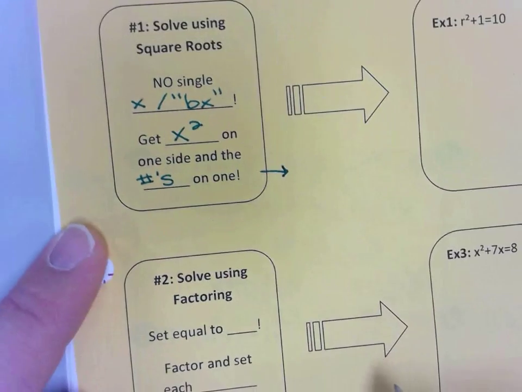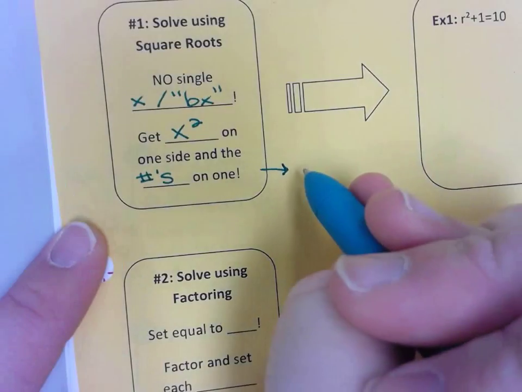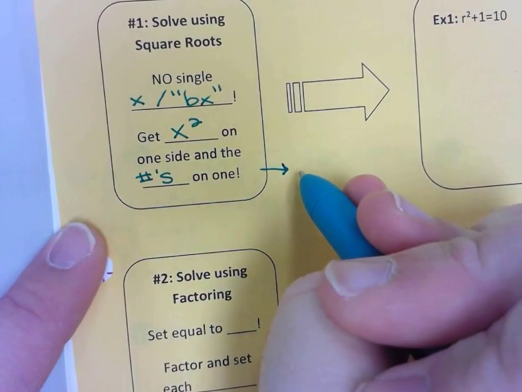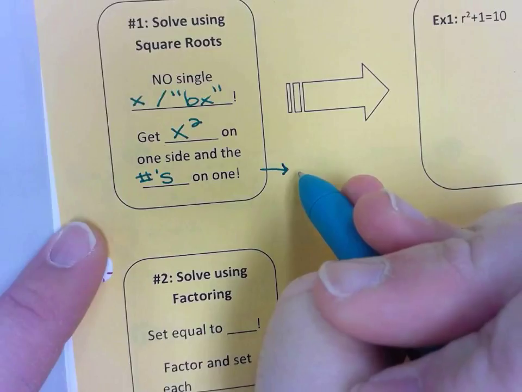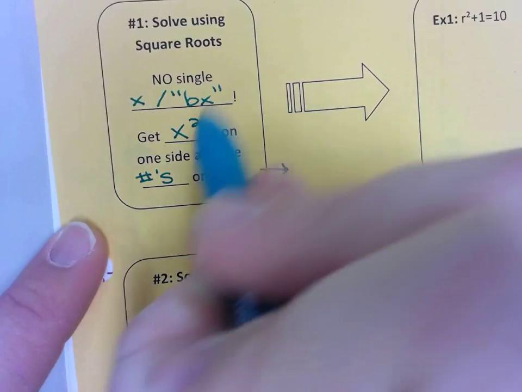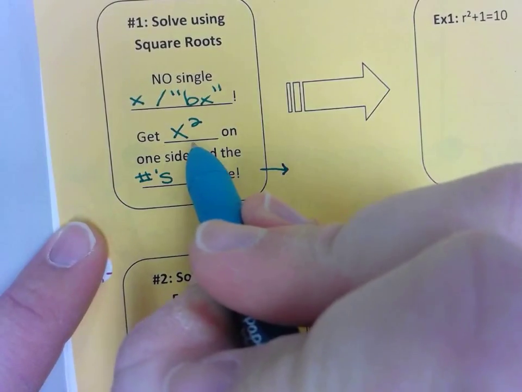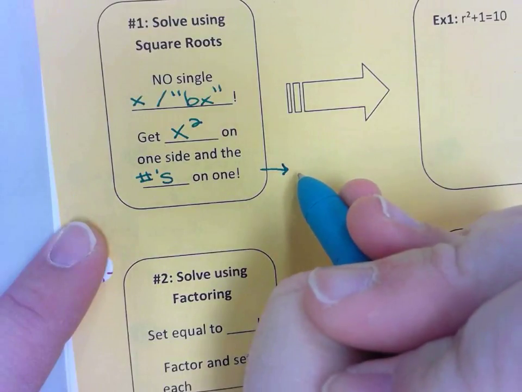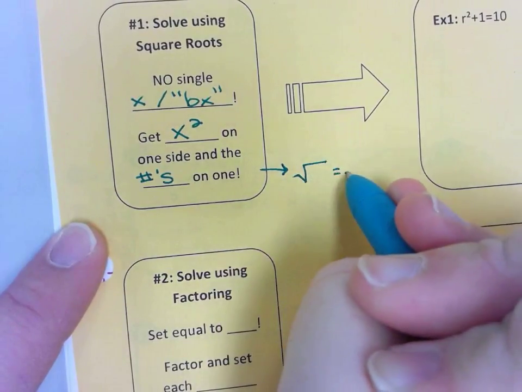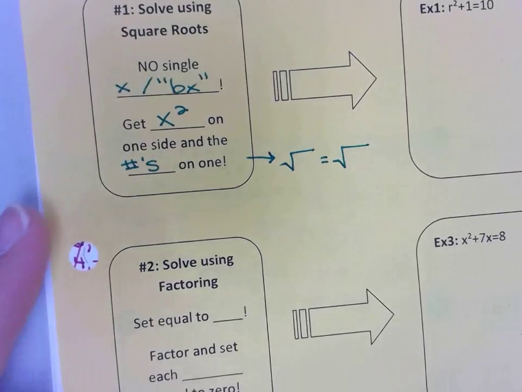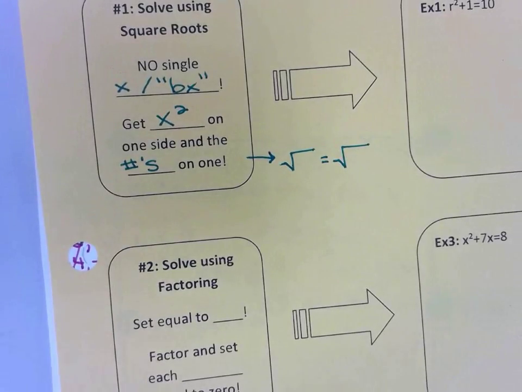After I get x squared by itself, what can I do to both sides? Why do I want to get x squared by itself so I can do what to both sides? Square root. So I'll put this so you can kind of remember that you square root both sides. I didn't put that on there. So once you get x squared by itself, you're going to square root both sides. And it's plus or minus, don't forget.